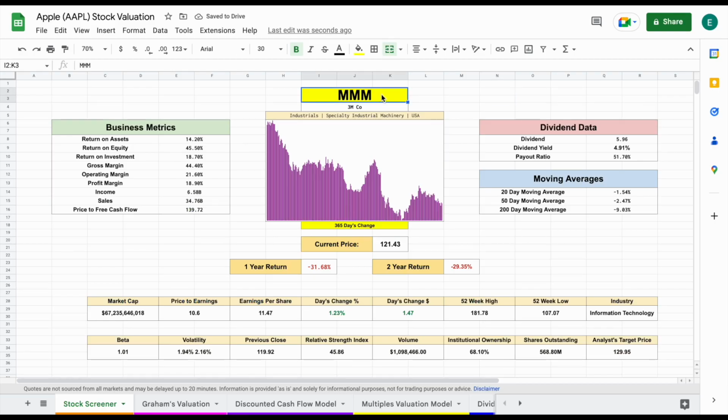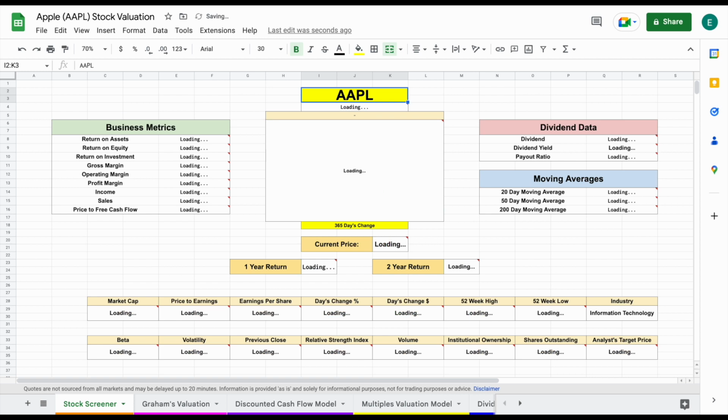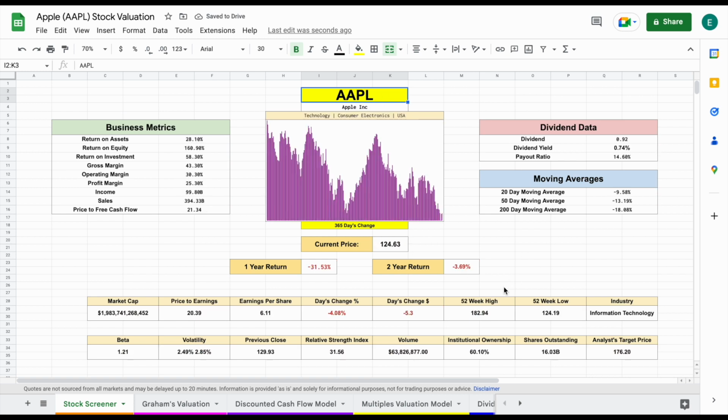But okay, so the first thing we'll do is we'll come up here and plug in the stock ticker and hit enter, and you can see all of this data is going to automatically load in.